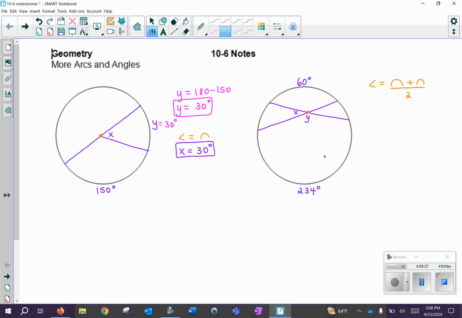So if we were going to fill that in, then we would be saying the angle y equals one of the arcs is 234 plus the other arc, its vertical angle arc that it would hit would be 60, all over 2. And that would give us y equals 147 degrees. Go ahead and calculate that. Make sure you do the order of operations correctly and that makes sense to you. Again, we want to stay in that habit of always putting it in the picture.